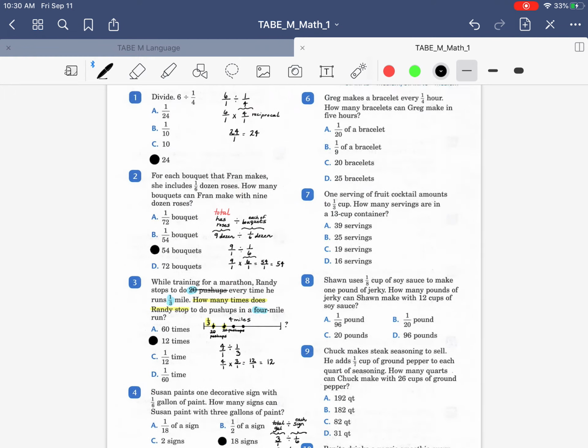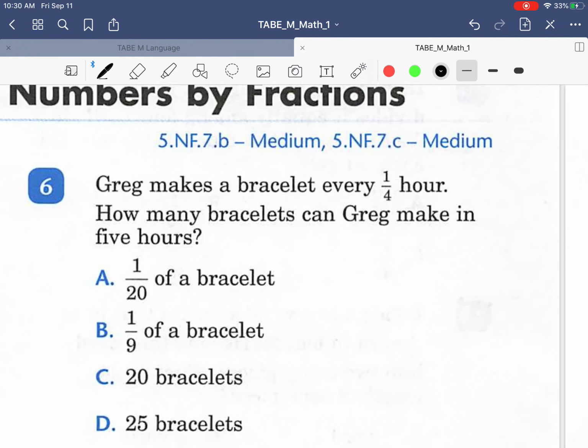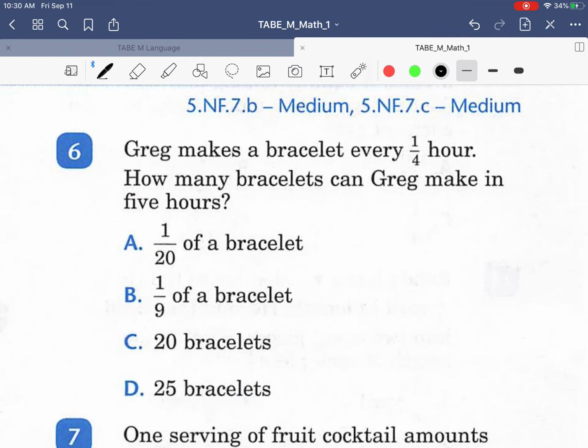Number 6. Greg makes a bracelet every 1/4 of an hour. How many bracelets can Greg make in 5 hours? So we take the total hours, that should come first, divided by the hours for each bracelet to get our answer.